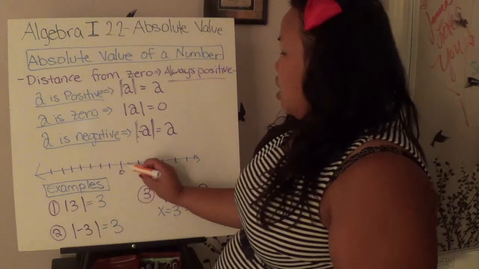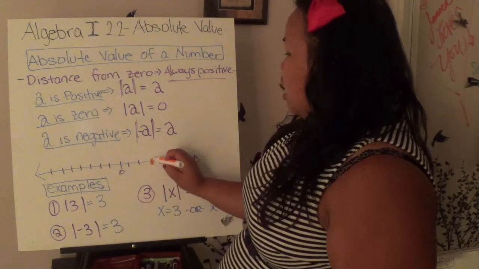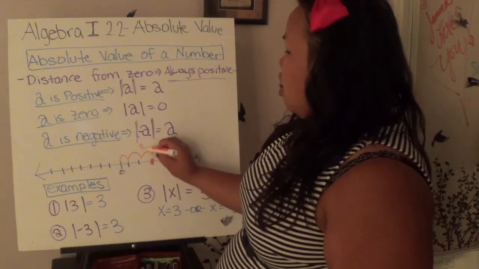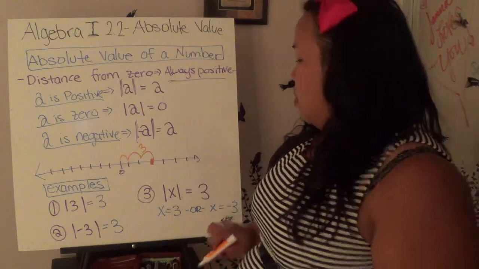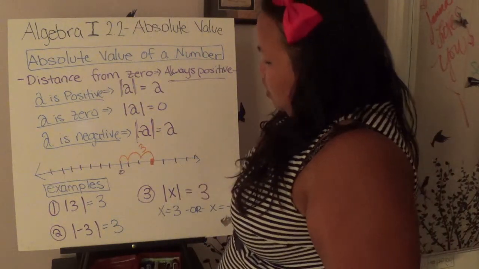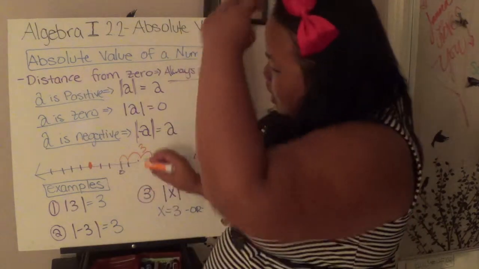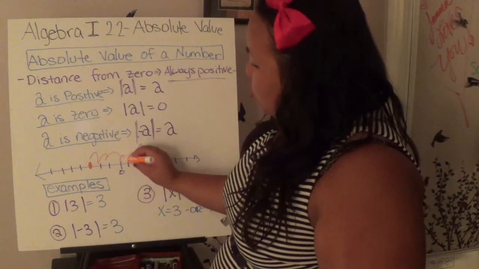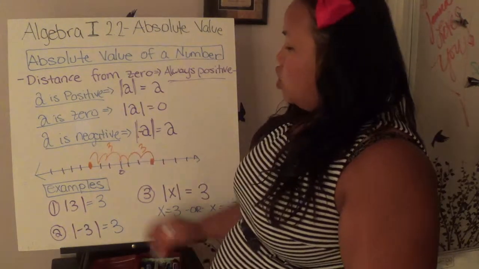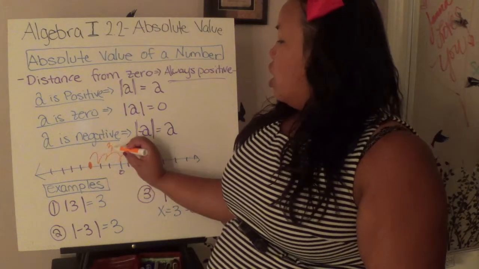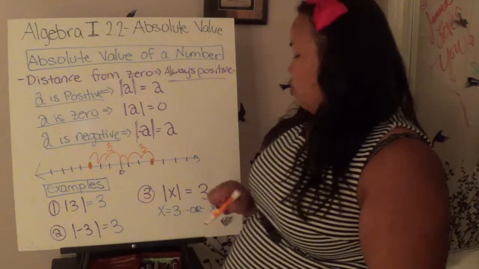So from here, my example is 3. It's telling me that right here, it's 1, 2, 3 away from 0. Negative 3 is right here, 1, 2, 3, but it's still 1, 2, 3 away from 0. So no matter which way I go, the absolute value of both is still 3.